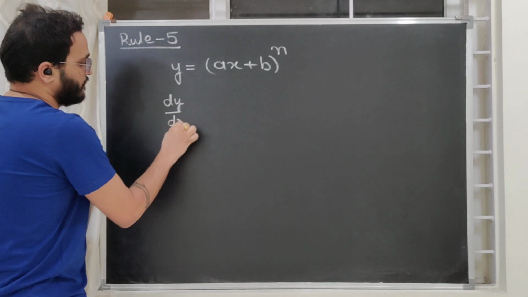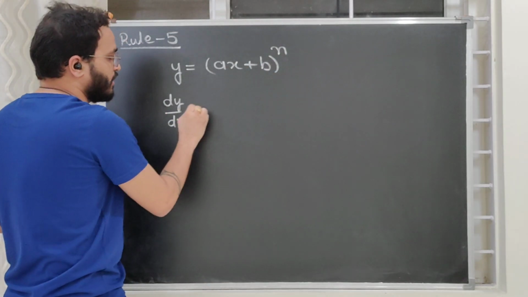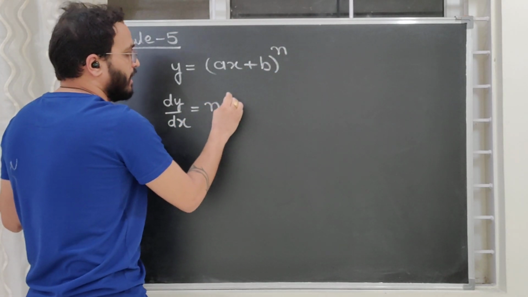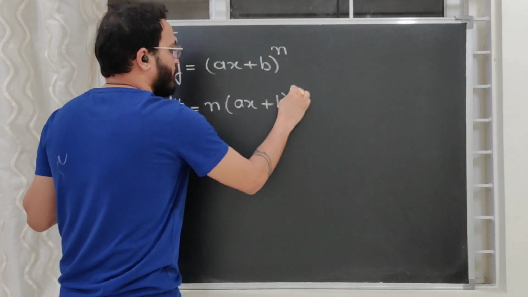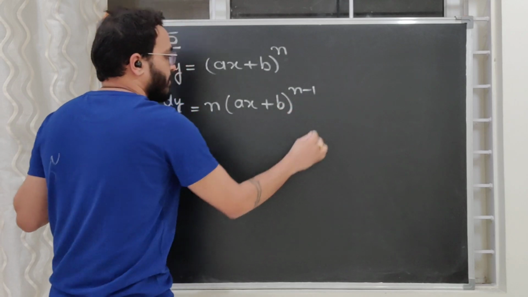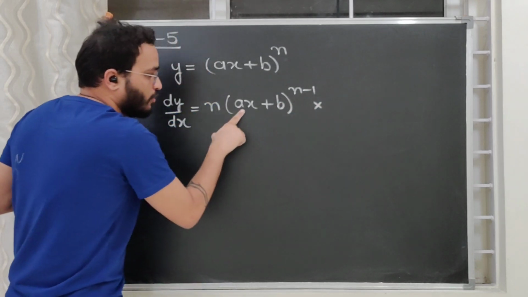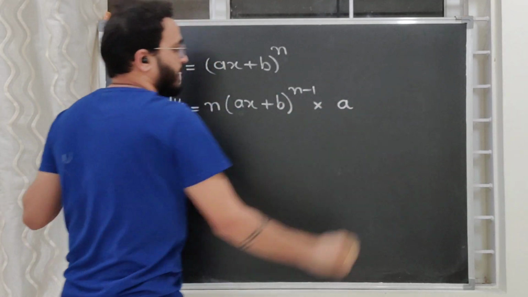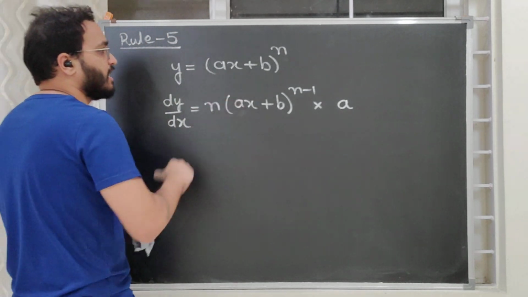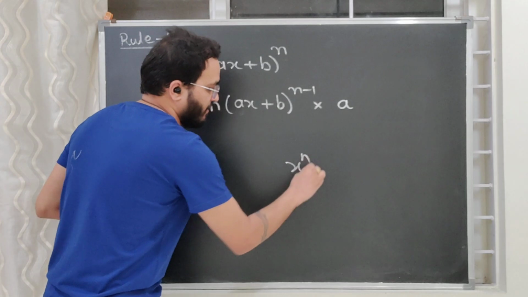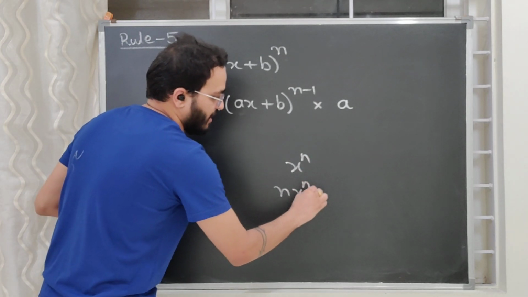so what is going to happen? I will bring n as the coefficient, right? And it will remain like this only, ax plus b whole to the power n minus 1, multiplied by the coefficient of x, a. Do you understand? So you do it just like this function, x to the power n, what is the differentiation? n x to the power n minus 1.